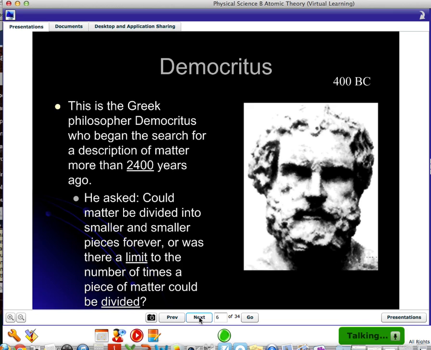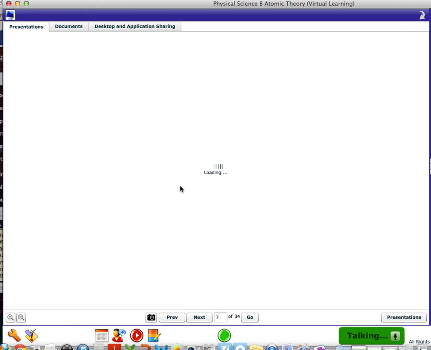Our first person of note is a Greek philosopher who thought about matter: can you divide something over and over again, or is there a limit to how many times something can be divided? Can you consistently divide something in half forever, or is there a limit to how small something can be divided?